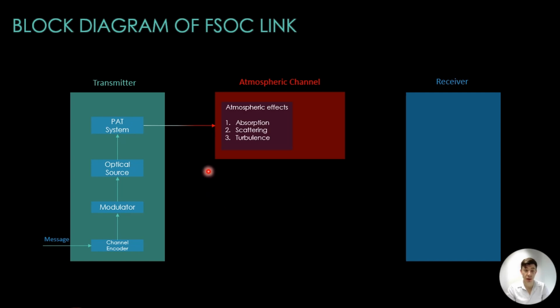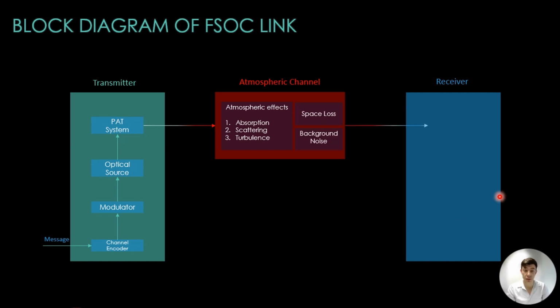Afterwards comes the atmospheric channel. So our modulated light beam travels through the free space channel, which is simply the open air or vacuum of space. This channel introduces challenges like atmospheric absorption, scattering, and turbulence, which we'll discuss in more detail later.